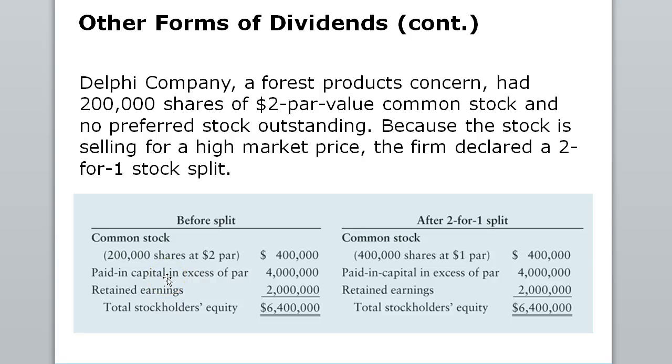Okay, so here's before the split. Here's another example of a stock split. Before the split, we have 200,000 shares at $2 par for $400,000. After the stock split, we'll have 2-for-1, doubling the shares. We'll have 400,000 shares at a par value of $1, or $400,000. So you see the par value also decreases. Paid in excess of capital doesn't change, and retained earnings doesn't change.